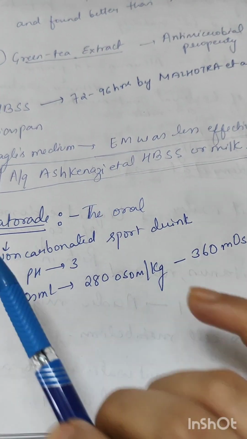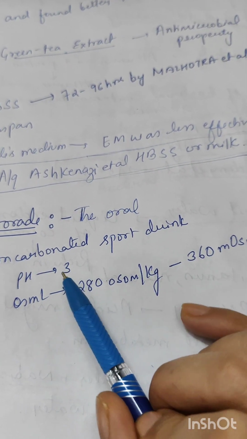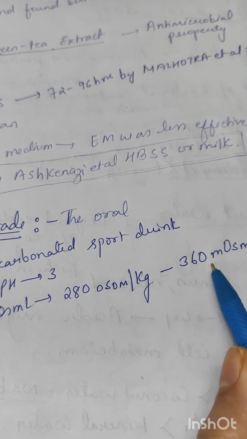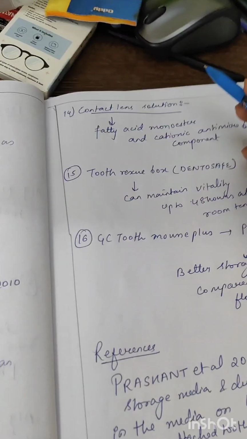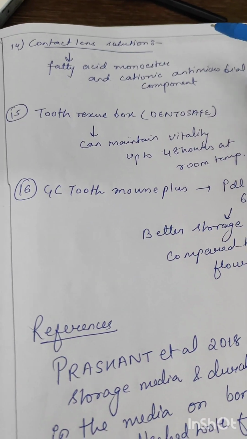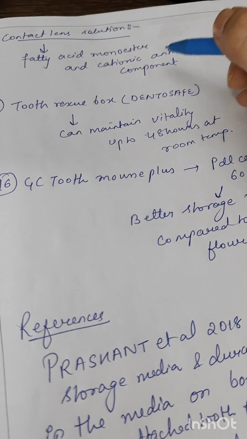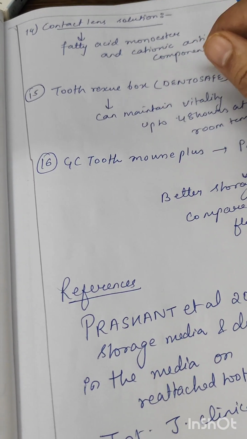Next is Gatorade. Gatorade is a non-carbonated sport drink. pH is 3. Osmolarity is 280 to 360 milliosm per kg. Next is contact lens solution. It has fatty acids, monoester, and a cationic antimicrobial component. Because of the antimicrobial component, it can also be used as a storage media.